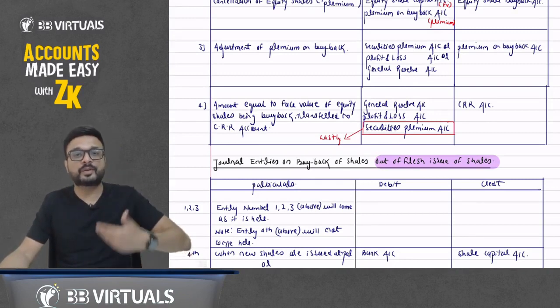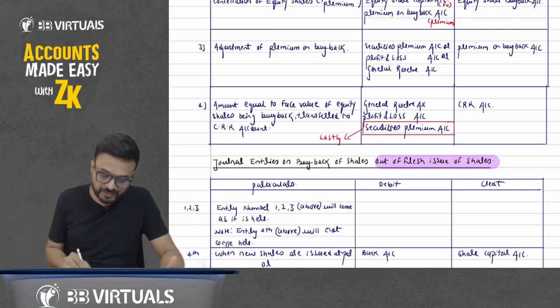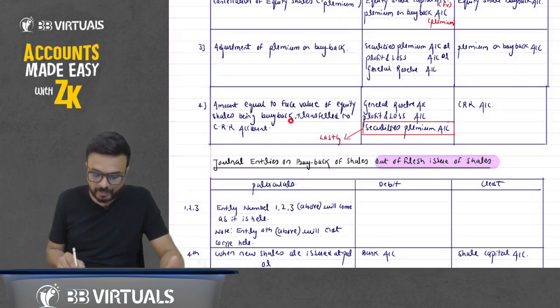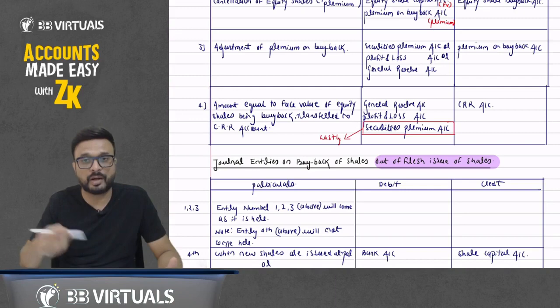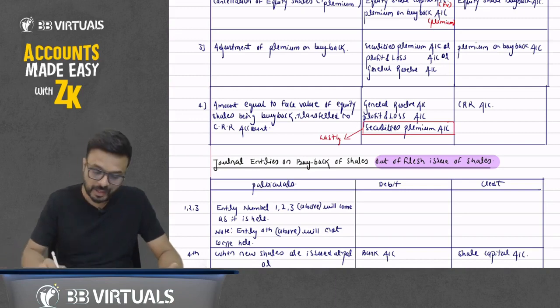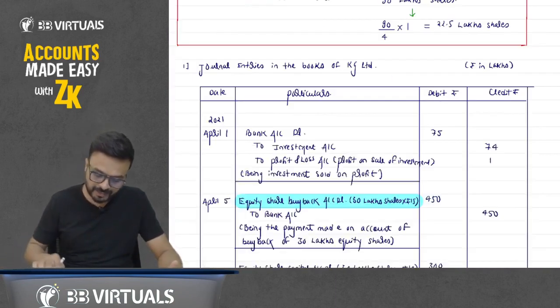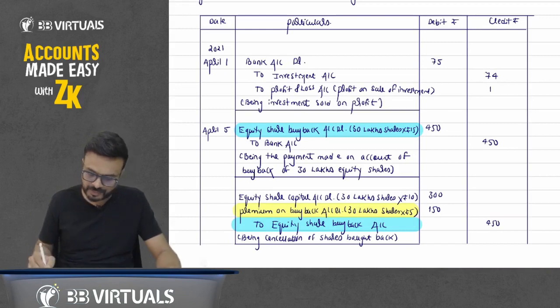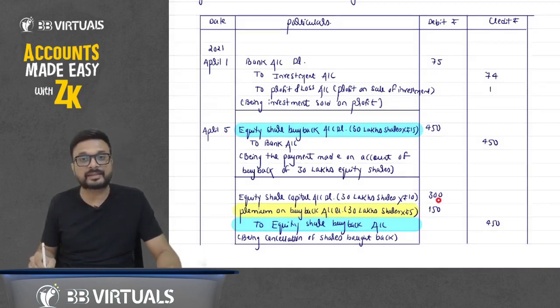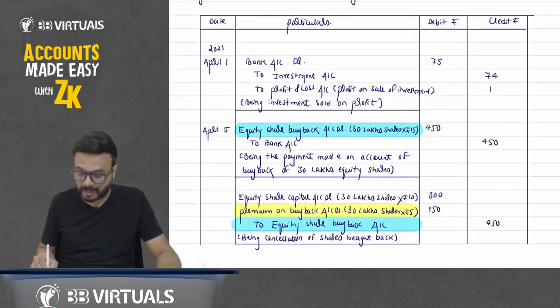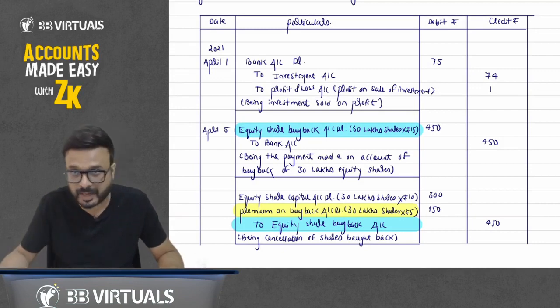We will transfer to CRR account the face value of equity shares bought back, as per law. How many shares have we bought back here? The face value of shares in the buyback is 300. So face value, equity share capital, the face value of the shares bought back is 300. So 300 should be transferred to CRR account.